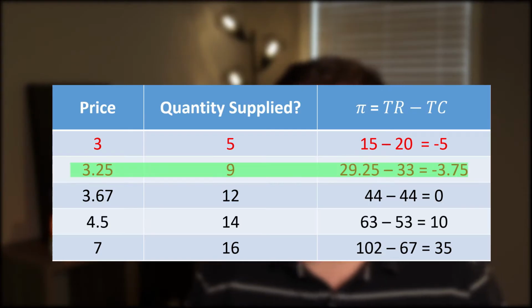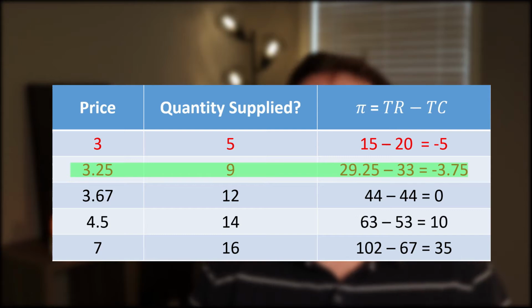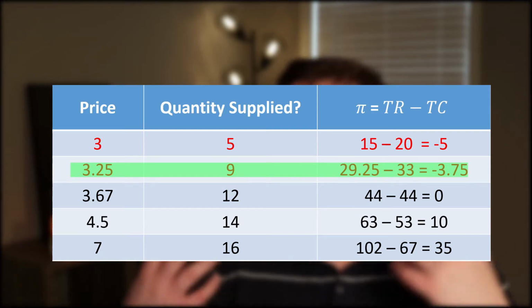When the price is $3.25, they can produce 9, but they lose $3.75. And you might say, well, why not just get out of this business? Well, sometimes it's not that easy. Sometimes you have fixed costs that you can't get rid of. Maybe the stapler, they've leased it for a year. There's nothing they can do.